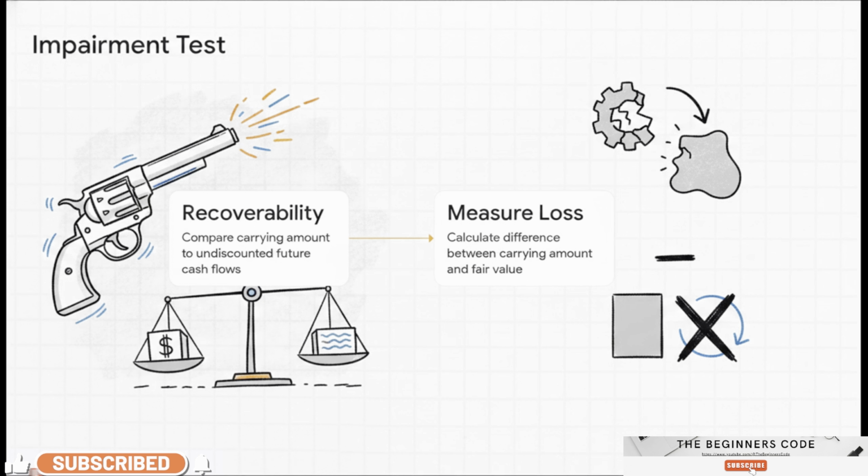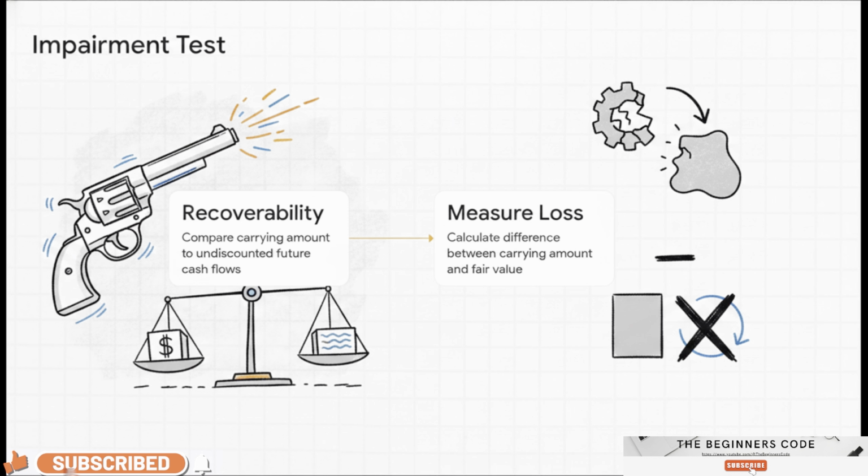Okay, so a trigger is pulled. What now? You execute this 2-step impairment test. Step 1 is the recoverability test. Basically, you compare the asset's carrying amount on your books to the undiscounted future cash flows it's expected to generate. If the carrying amount is higher, it fails the test. Simple as that. Then you move straight to step 2 to measure the actual loss, which is just the difference between the carrying amount and its true fair value.